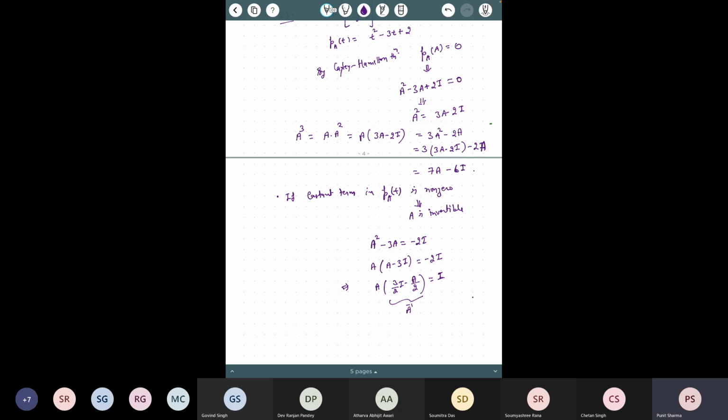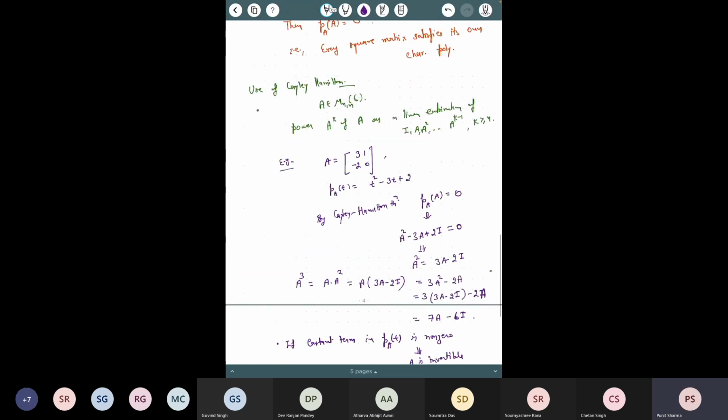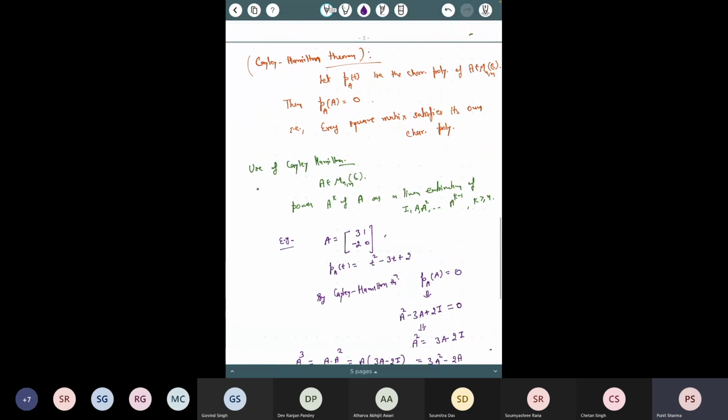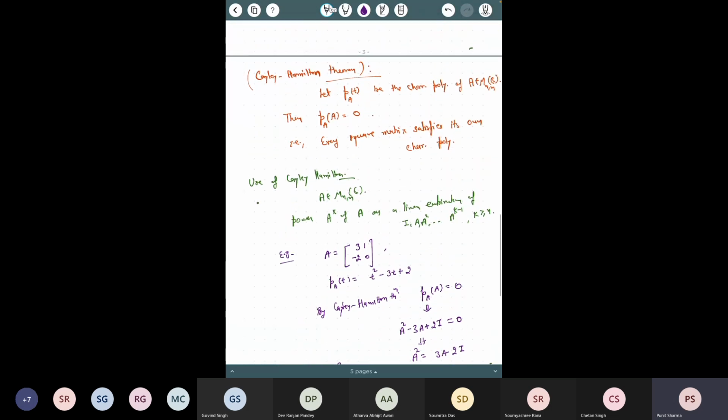So now by using Cayley-Hamilton, you can find the powers of A, and you can also tell whether the matrix is invertible. If it is invertible, you can find the inverse also. Okay, now come back to the proof. You have already seen the use of Cayley-Hamilton. There are many other applications also, but we already know that it is useful. So let us talk about the proof.